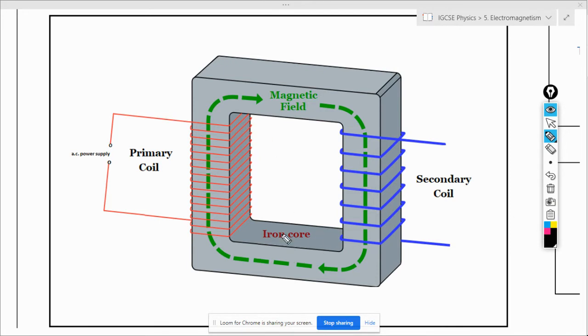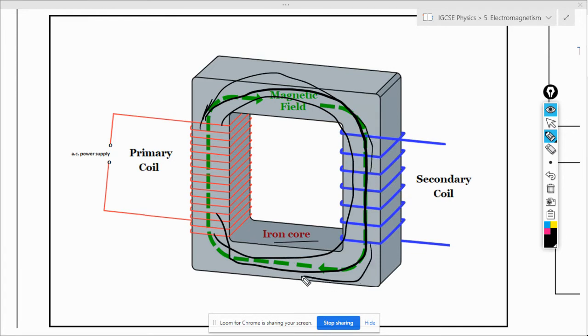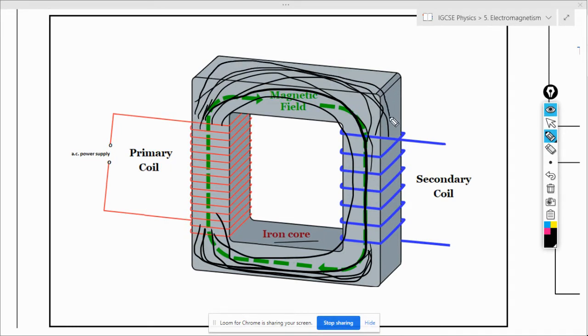The purpose of this iron core is to take all of the magnetic field lines that come out of this primary coil, and basically it just focuses them all through the secondary coil. So all of the field lines that come out of this primary coil, instead of just going off into the air, this iron core makes sure that they all pass through the secondary coil. That is the function of the iron core. That's the purpose of the iron core.